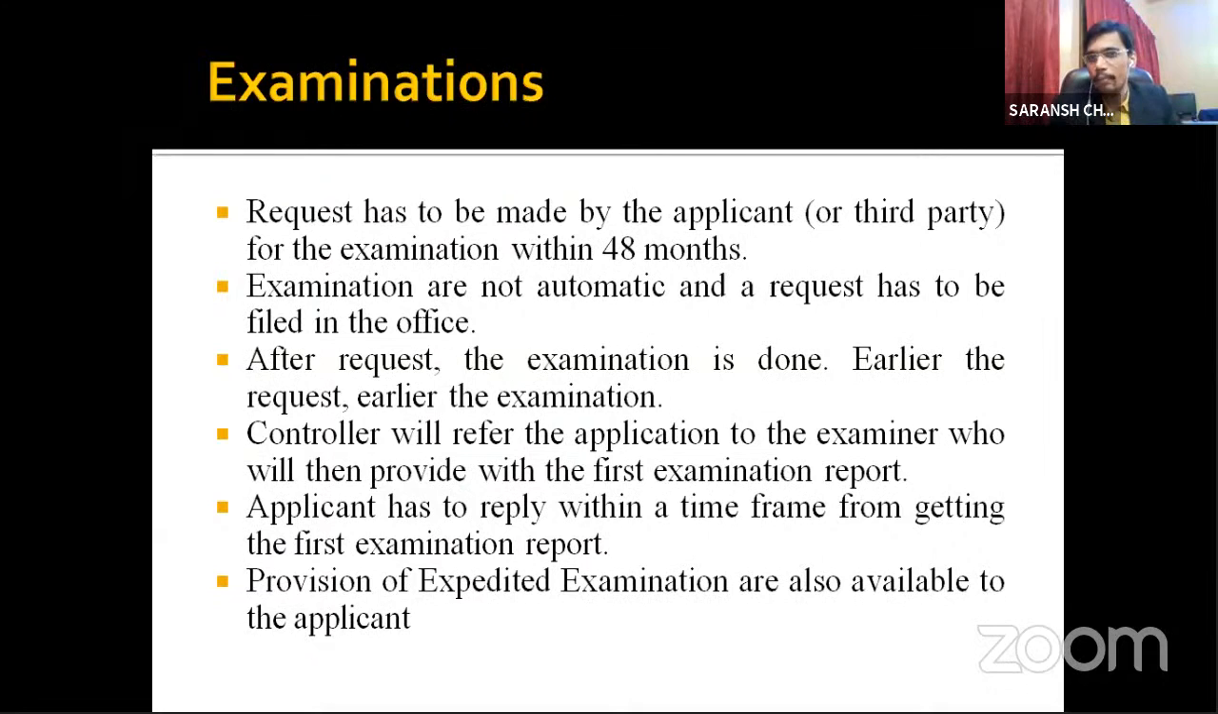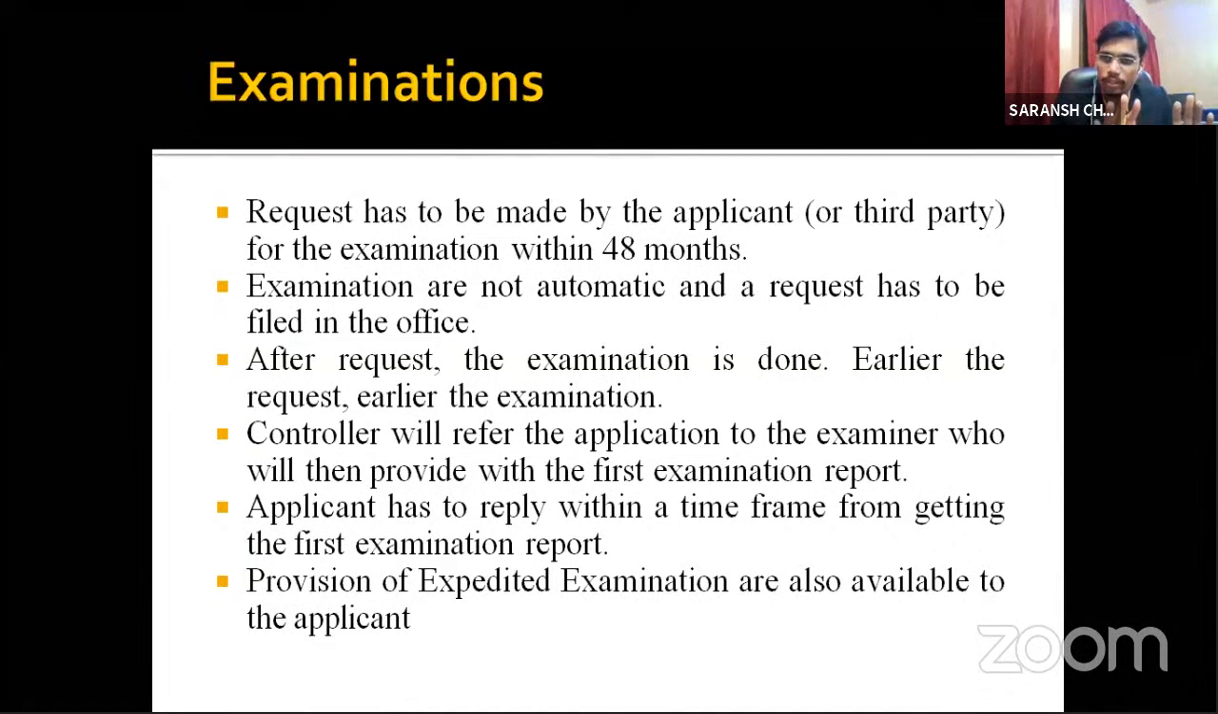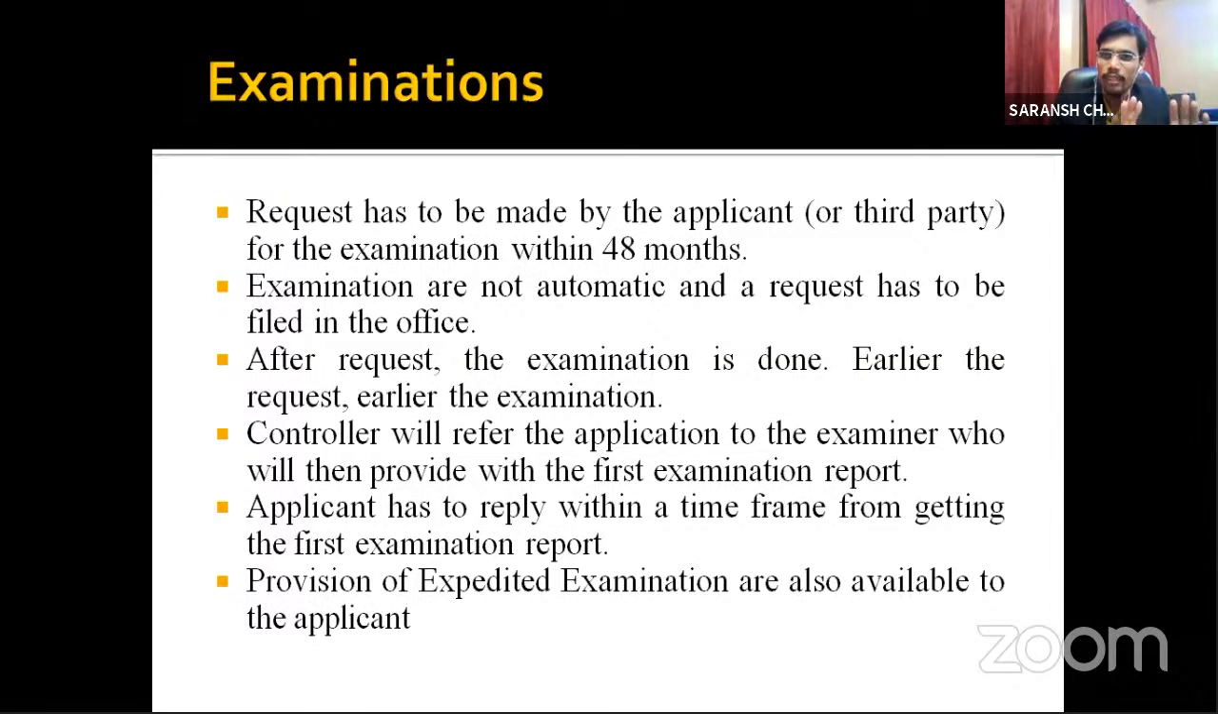Why did I say third party? The patent office also gives the freedom to a third party or any person, even if an invention is published in the patent office, the right to file an examination request. Why this is so, I will deal with when I cover pre-grant opposition. For now, just keep clear that the applicant and a third party both have the right to go for an examination. A request of examination is made earlier, and the earlier the request, the earlier the examination.